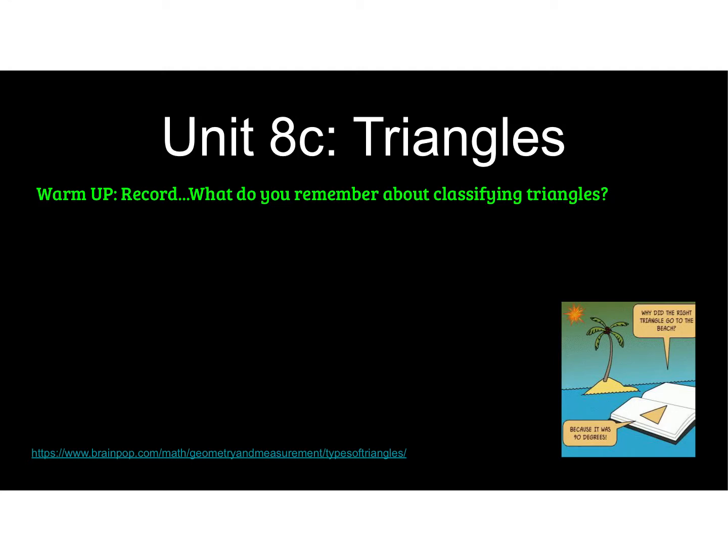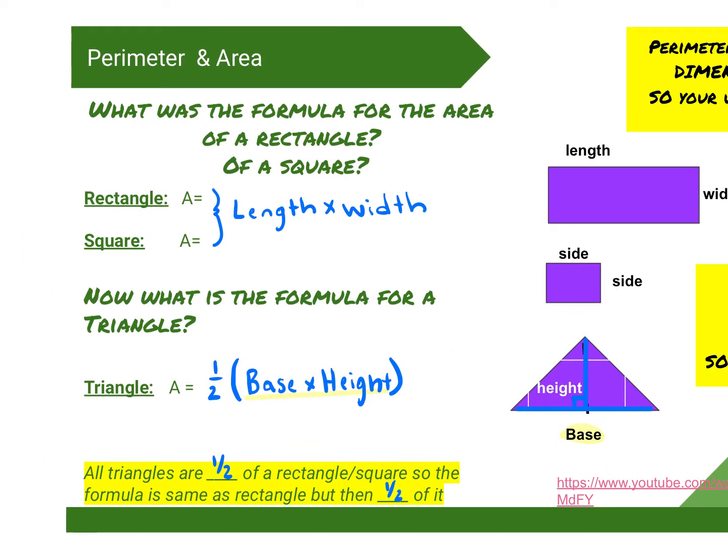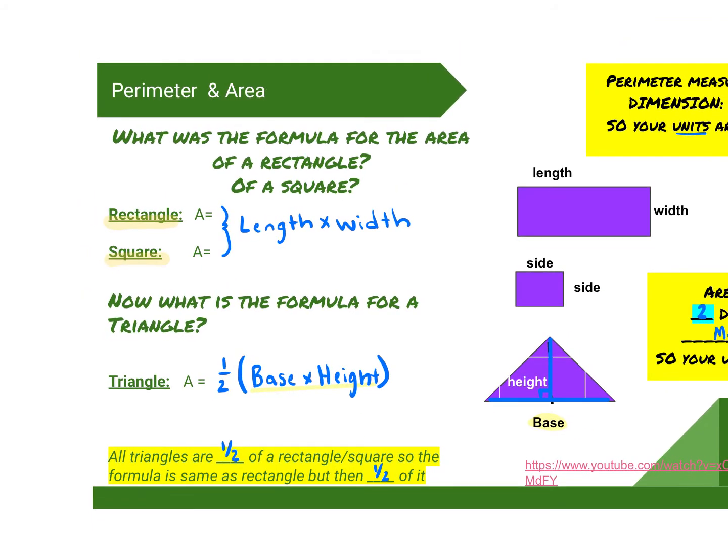So last week we talked about classifying our triangles with their different types. And we also talked about finding the perimeter and areas of our rectangles and squares. What was the formula for finding the area of a square or a rectangle? 1/2 of base times height. For just square or rectangle? Right, instead of it being base, we called it the length times the width, right?